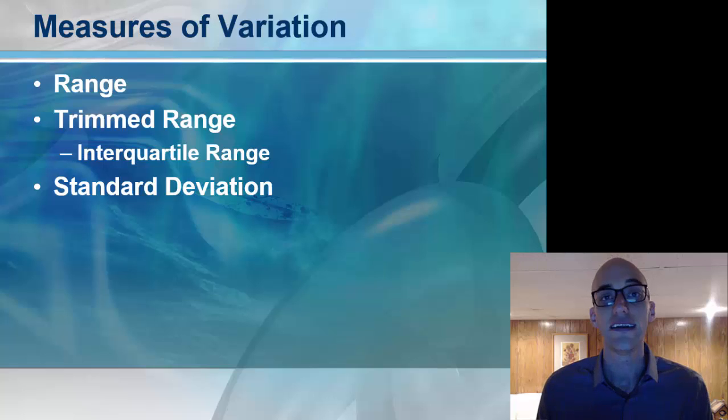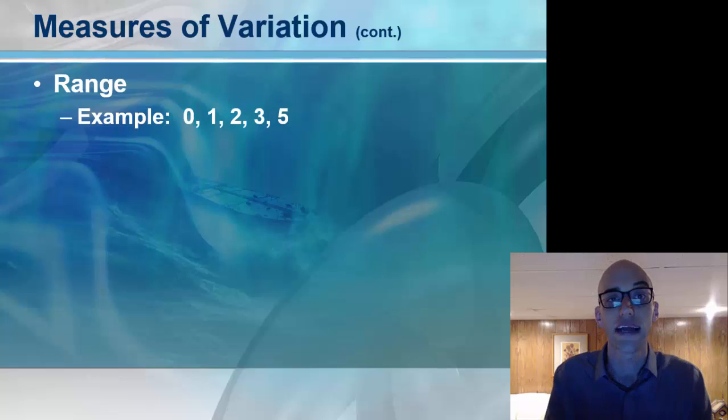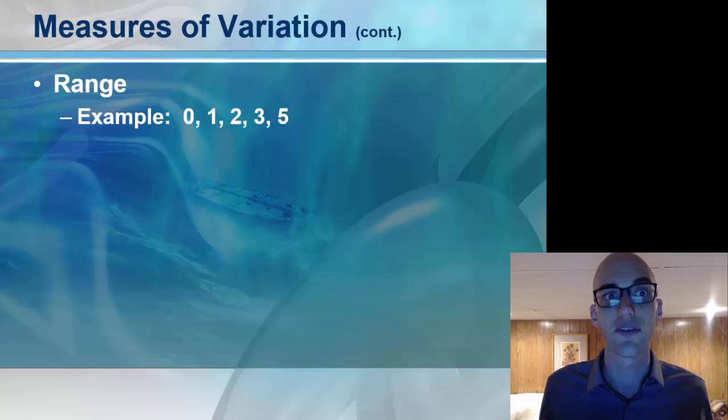All right, so in addition to reporting the mean, we also have to talk about the range. So range is the lowest score to the highest score. So here's an example: 0, 1, 2, 3, and 5. What's the range here? Well, it's just the highest score minus the lowest score, which is 5. So the range here is 5.